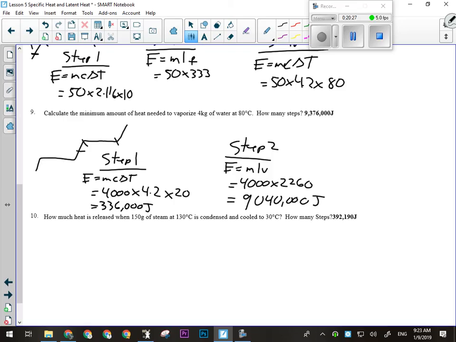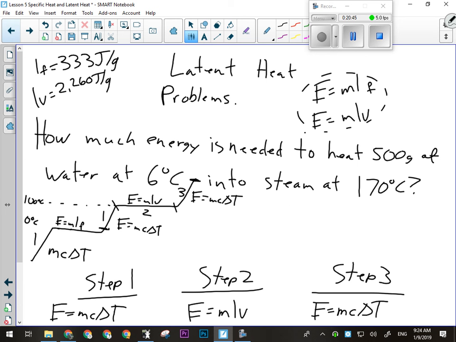Then I identify that in all the diagonal ones, I use E equals MC delta T. In all the horizontal ones, I'm using one of the latent heat formulas. You can give yourself a cheat sheet, like what we drew at the beginning of the day: in this part you always use E equals MC delta T, in this part you always use E equals MLF, here you use E equals MC delta T, and so on until you get the hang of it. Then you don't need your cheat sheet anymore because obviously you won't be able to have that on a unit exam or final exam.